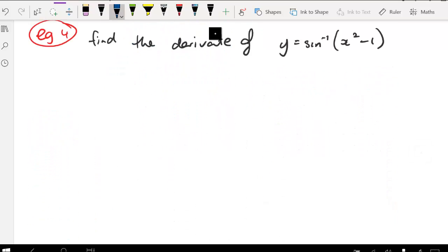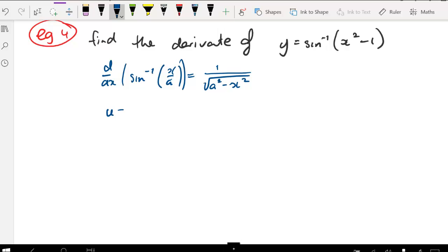And when we look at our final example now, we're looking to find the derivative of y is equal to arcsine of x squared take 1. So we're in a similar scenario here. We know that the derivative of arcsine of x on a is equal to 1 over the square root of a squared take x squared. So in this scenario, we want to let u equal x squared take 1. We want a to be equivalent to 1. We're looking at arcsine of u on 1.